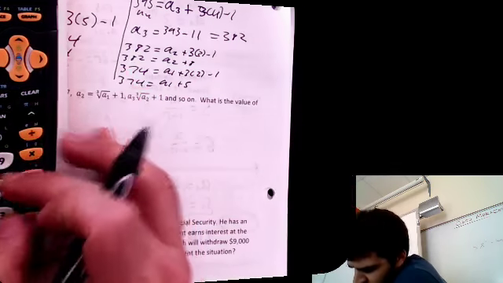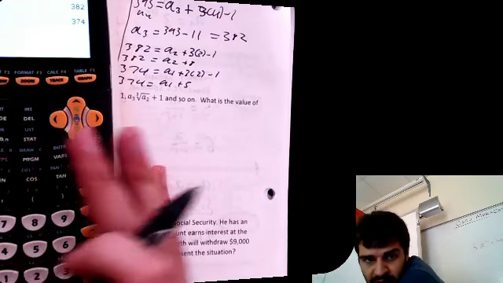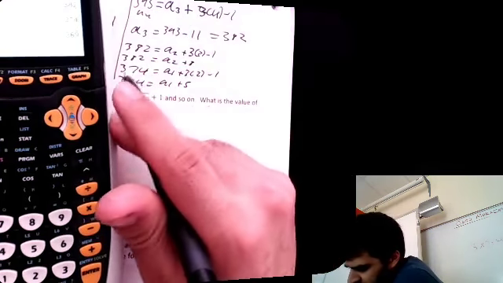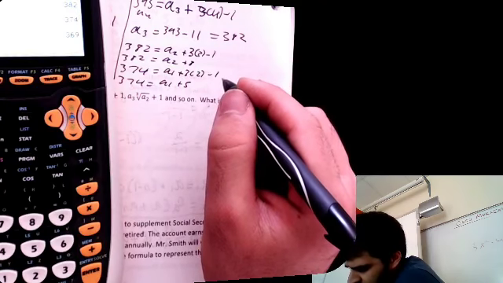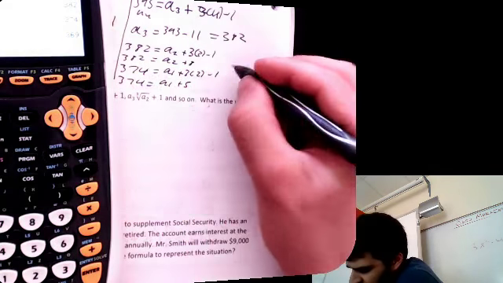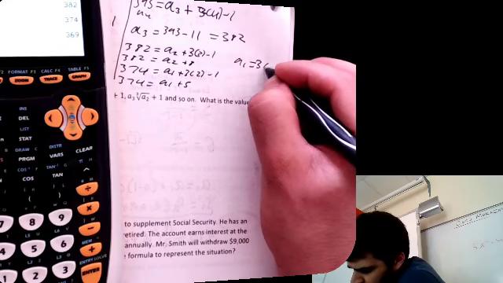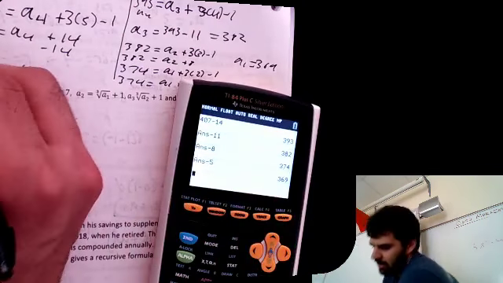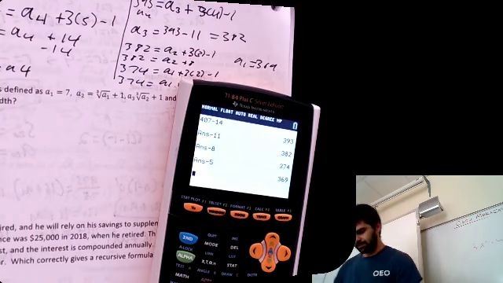So subtract 5 from each side, that's going to be 369. So A1 plus 5 is equal to 374, subtract 5 from each side, and you have A1 is equal to 369. And the answer is D, 369.